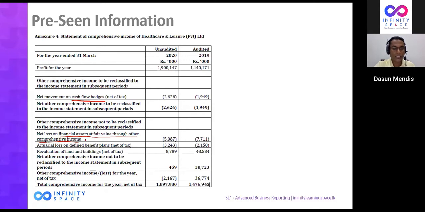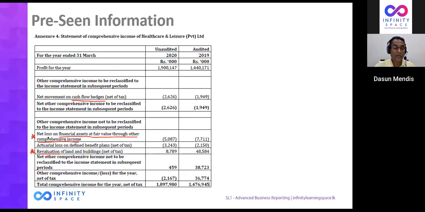The next item is the actuarial gain or loss on the defined benefit obligation. This is under LKAS 19. The final one is the revaluation of land and building. Revaluation again means a fair valuation of land and building. So one of the areas where fair value adjustments and value changes are recorded is this revaluation gain or loss on land and building.